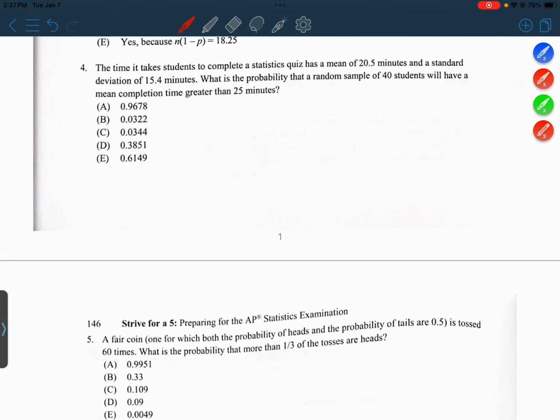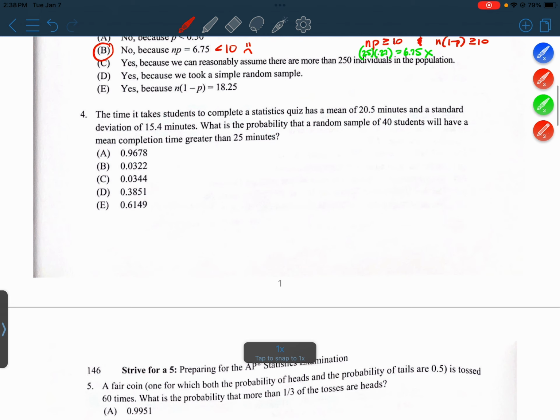Question 4. The time it takes students to complete a quiz has a mean of 20.5 minutes and a standard deviation of 15.4 minutes. What is the probability that a random sample of 40 students will have a mean completion time greater than 25 minutes? Okay, so the first thing that I'm going to do is take that first sentence, and my interpretation of this is that it's describing the population. So the mean of the population, which we label mu, is 20.5, and the standard deviation of the population, which we label sigma, is 15.4.